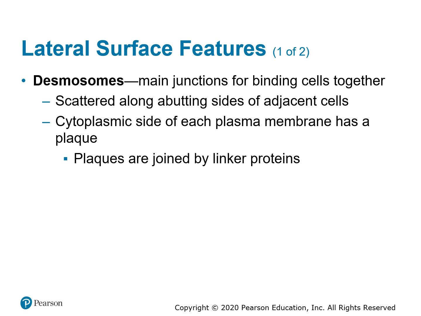Next on our list, desmosomes. Desmosomes are the main junction for putting cells together. They're kind of all over the place throughout cells that are next to each other. The cytoplasm side of each plasma membrane has a little plaque, and then those plaques are joined by those linker proteins that we had talked about just in the slide before. Transmembrane linker.